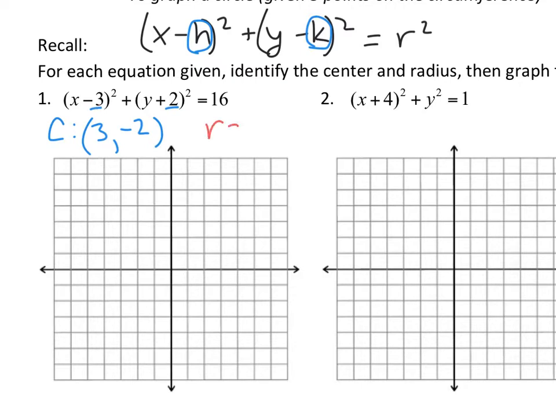And then I think the radius is actually the easy part of this. r squared equals 16 because of this part right here matching up with my r squared. So I'm taking the square root of 16, which is 4.